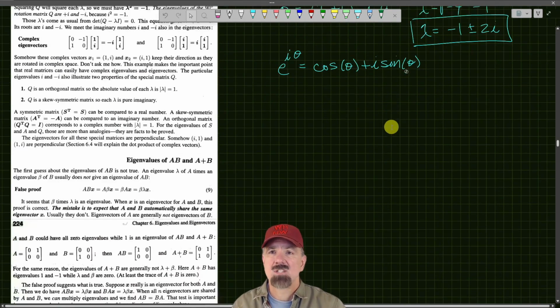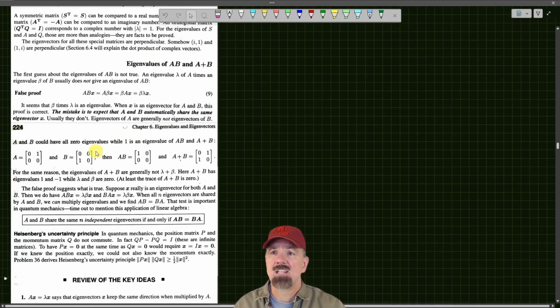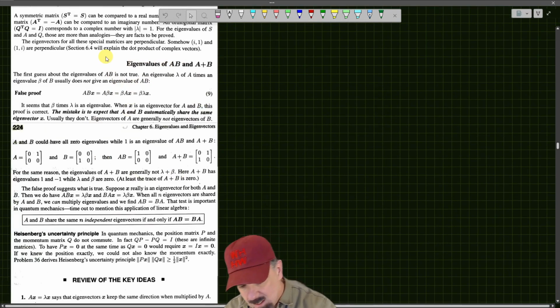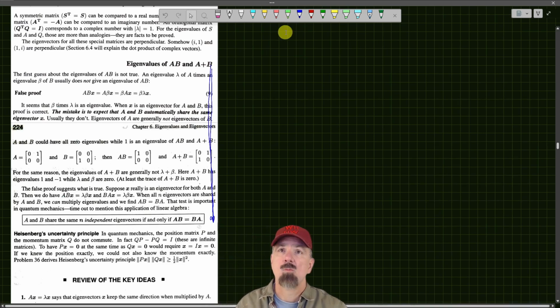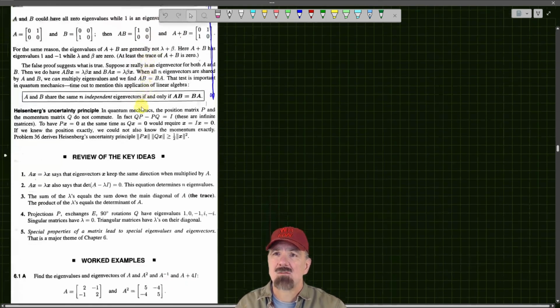All right, that leaves us with the last topic, which we're leaving you to read here. This is the eigenvalues of the product and the sum. And he's just making a point here, read through this, that there's not necessarily a lot that we can tell based upon the eigenvalues of A and B independently. He does give an interesting result here. We'll leave you to read that.